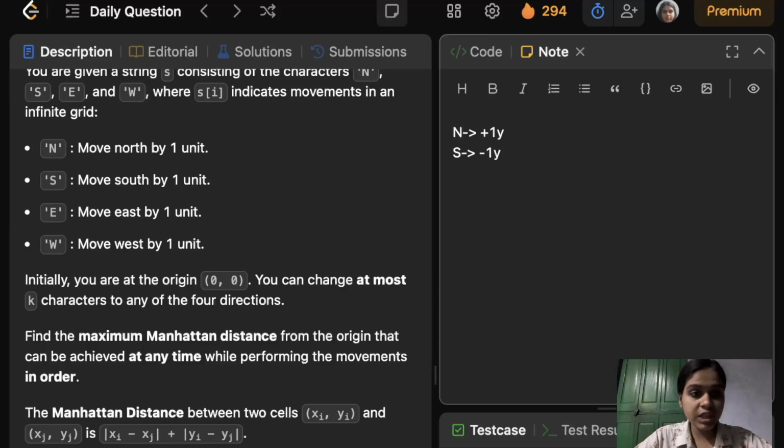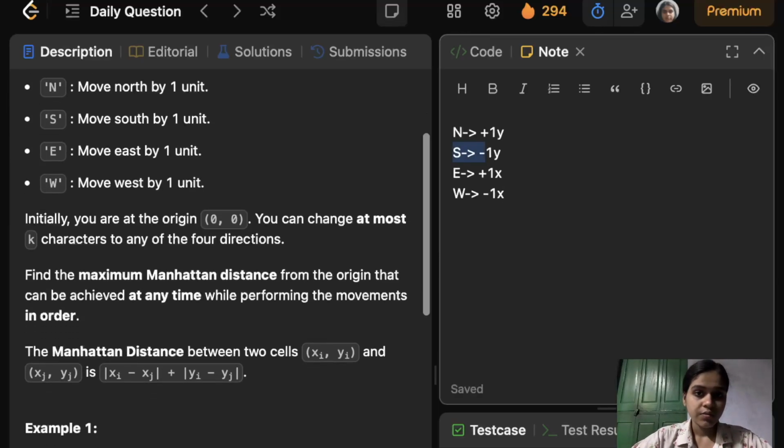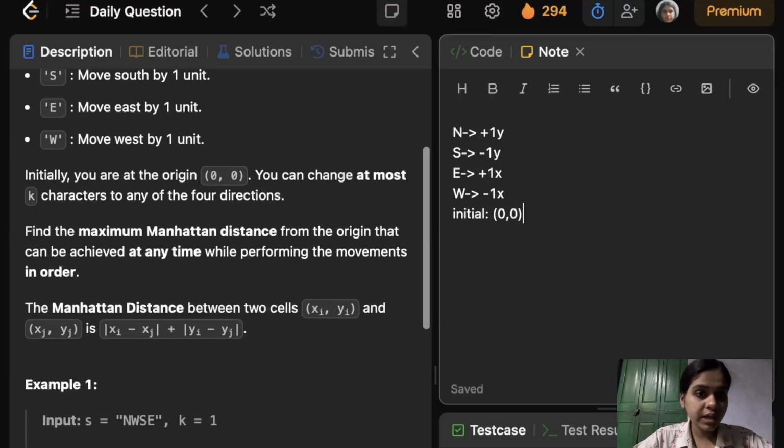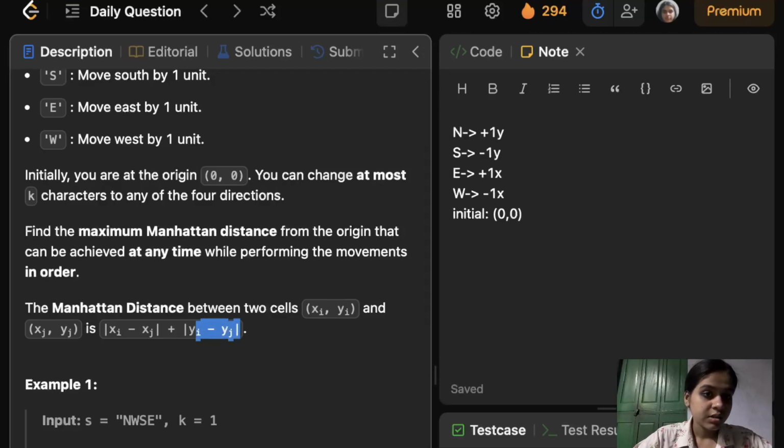E means move east by 1 unit, so it will be plus 1 in the x axis, and W means minus 1 in the x axis, in this direction. Initially you are at origin 0 0. We have to always take the initial position as the origin. This is the formula of the Manhattan distance.